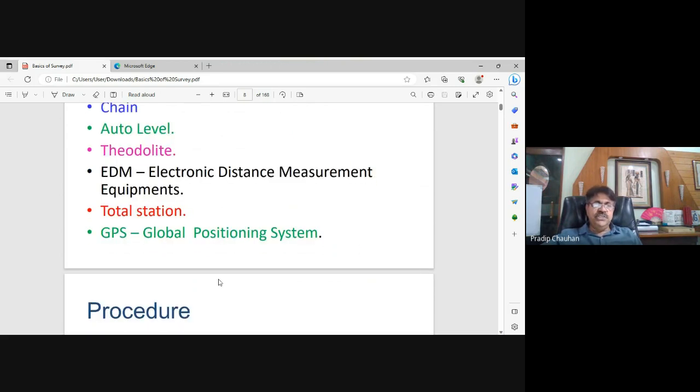Then total station. It is an advanced version of the theodolite, but it comes with all electronic measurements. Once you level that equipment, and pinpoint any reflective surface, it measures the distance straight away and converts that point into X, Y, Z coordinates. So in terms of longitude, latitude, and altitude, all that measurement can be made using a total station.